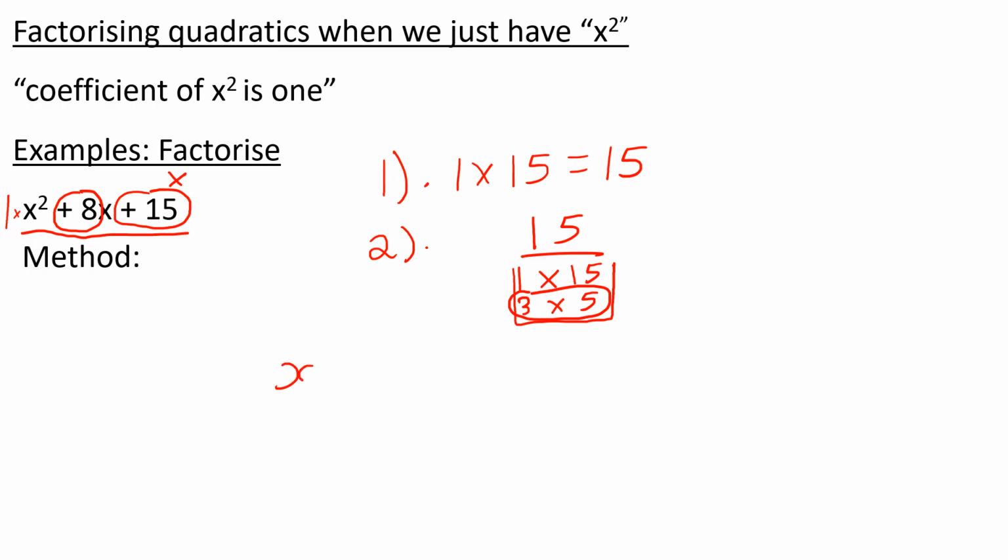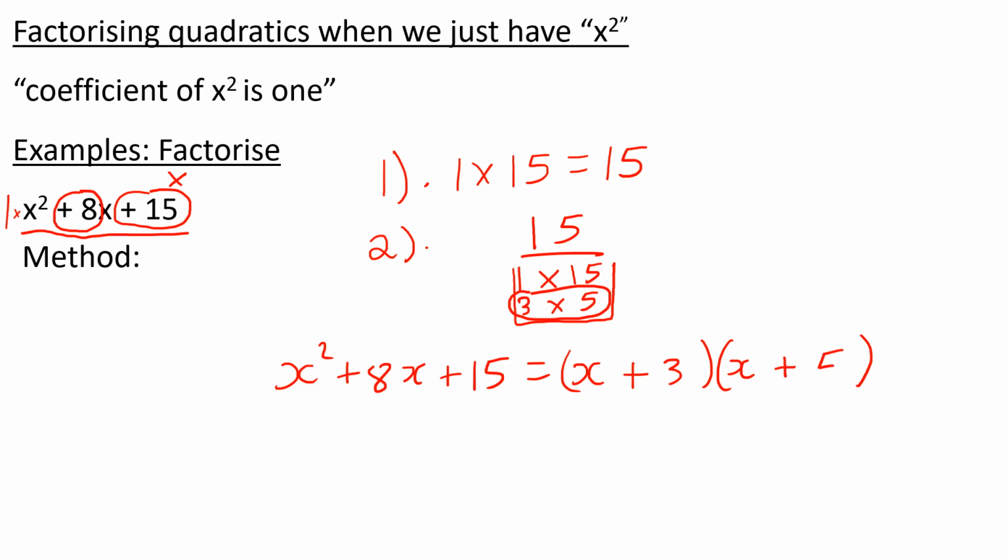So we can write x squared plus 8x plus 15 is equal to, and then we write down two brackets, x and x, plus 3 and plus 5. And this is our factorized form. If you remember from FOIL, if you expand the expression on the right hand side with FOIL, you will end up with x squared plus 8x plus 15.